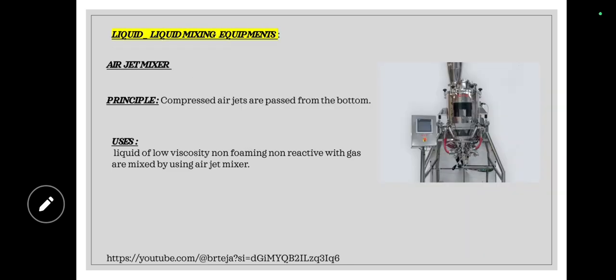Next, solid to solid mixing instruments and equipments are finished. Let's start the liquid to liquid mixing equipments. Liquid to liquid mixing equipments.